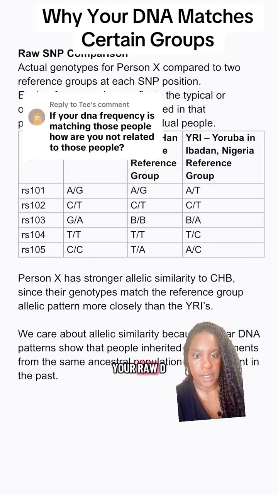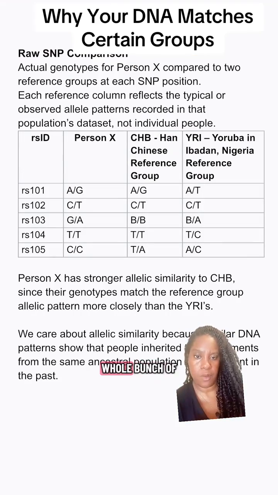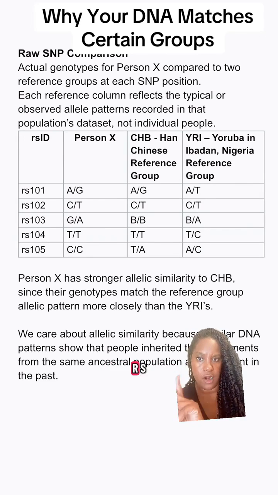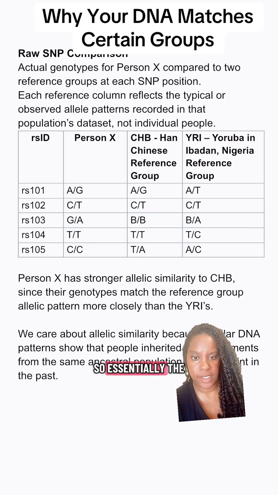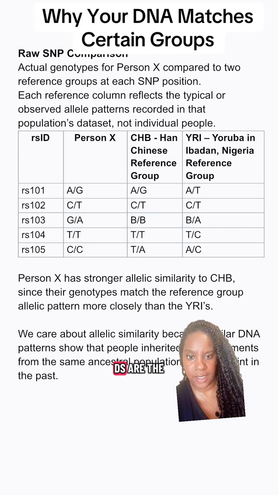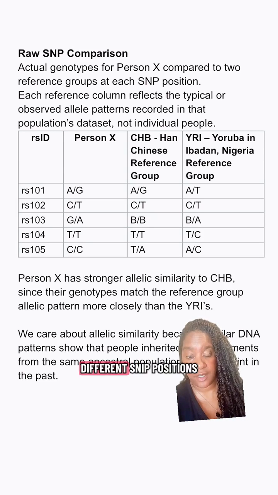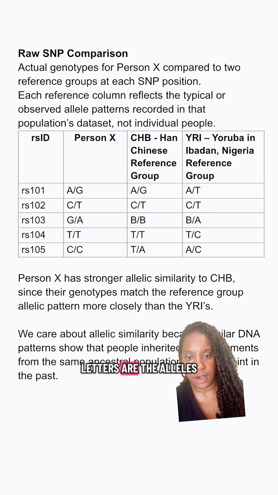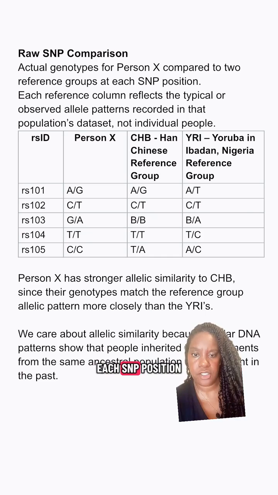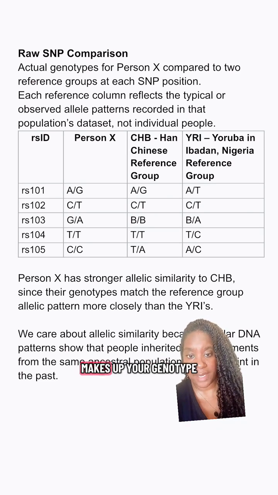If you were to look at your raw DNA file, you'd have a whole bunch of numbers on the side with this RS plus a number after that, and then with two different letters. Essentially, the RS IDs are the labels that we give to the different SNP positions of your DNA, and then the letters are the alleles. Each SNP position, you have these two letters, and that's what makes up your genotype.